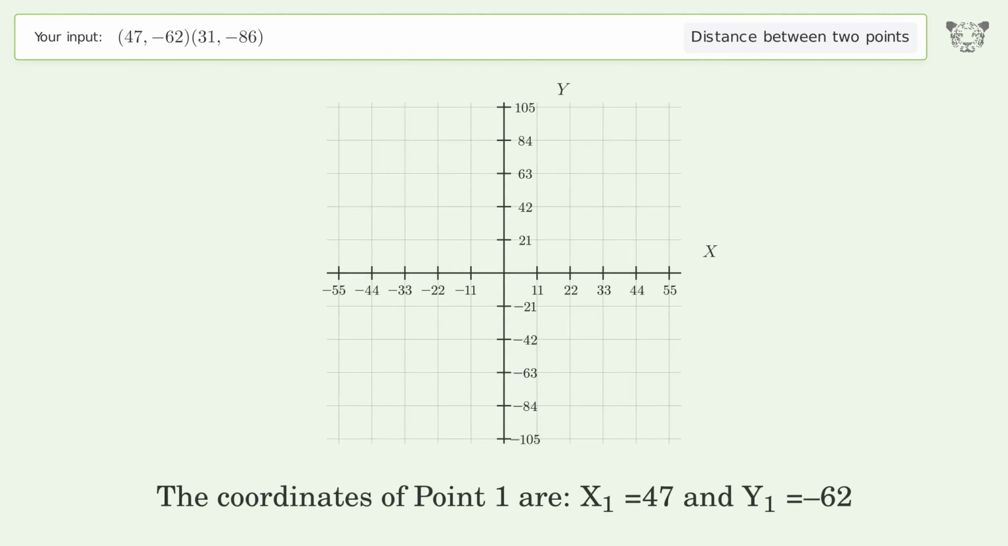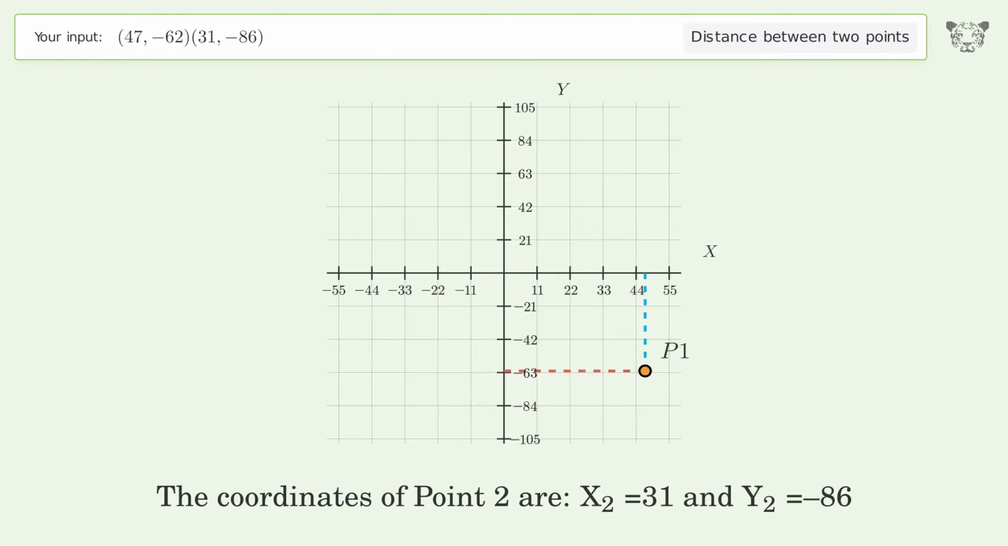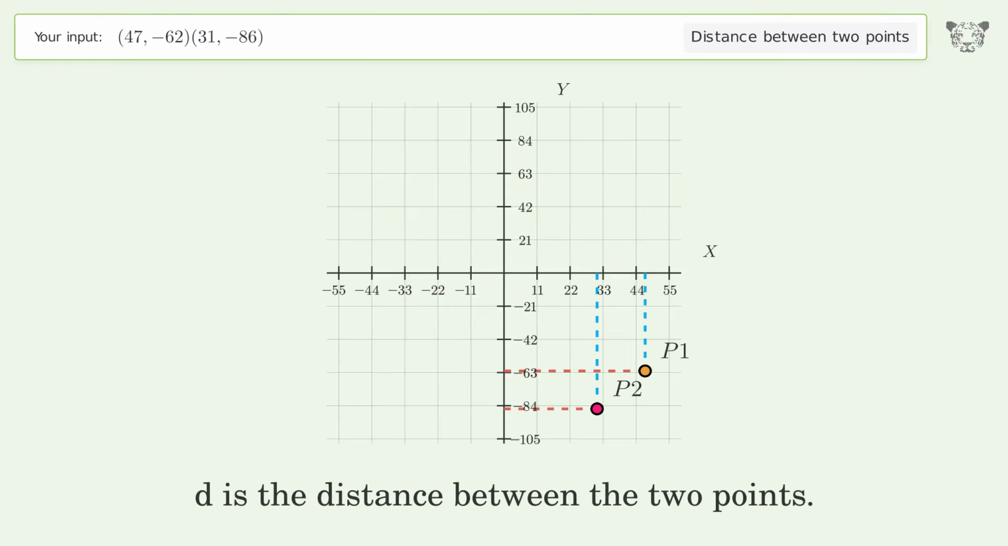The coordinates of point 1 are x1 equals 47 and y1 equals negative 62. The coordinates of point 2 are x2 equals 31 and y2 equals negative 86. D is the distance between the 2 points.